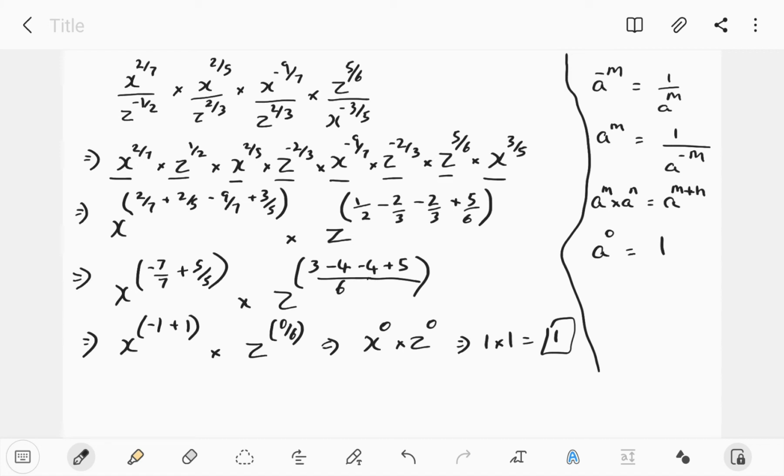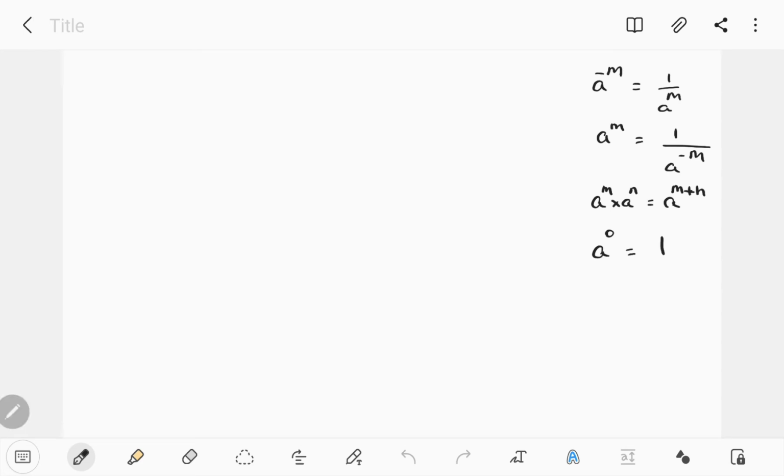Now let's go to the next problem. Now I'm going to take the next sum. I'm going to leave these properties as they are over here on the right hand side, and I'm going to proceed to the next sum.